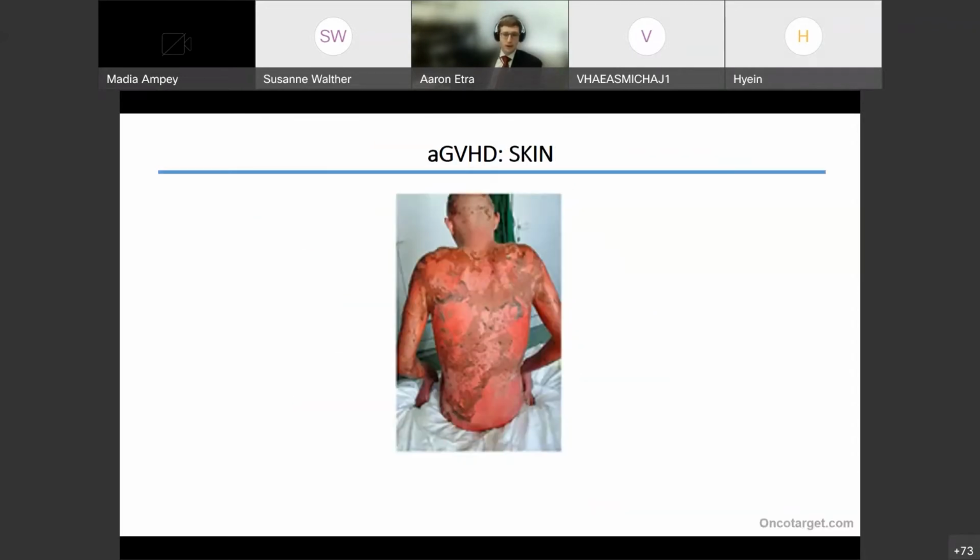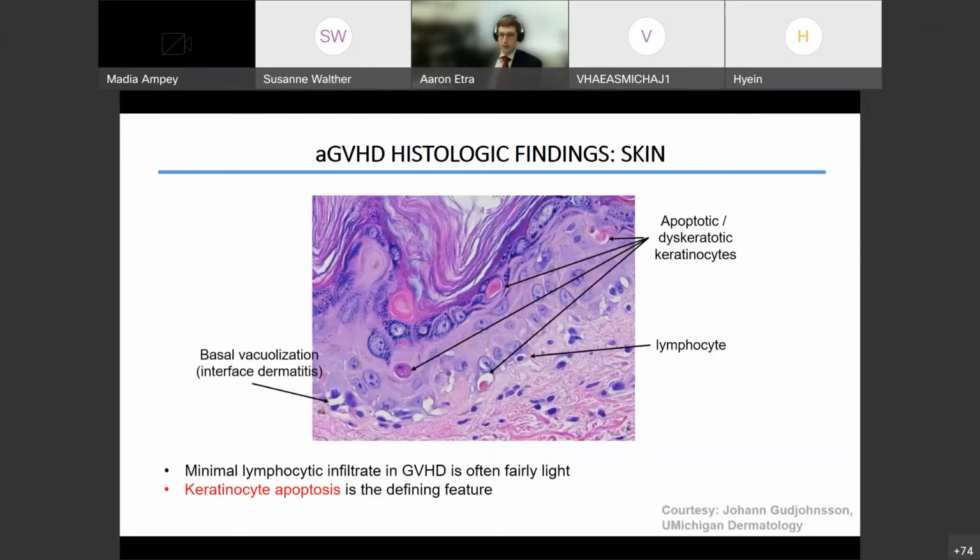This is a really terrible example of skin graft versus host disease, which can literally range from a mild maculopapular rash over a small portion of a person's body to just generalized erythroderma, bullae, and the phenotype of somebody suffering from severe burns. From the standpoint of histology, the histologic findings of graft versus host disease in the skin are characterized by apoptosis of the keratinocytes. Interestingly, there's minimal lymphocytic infiltration.